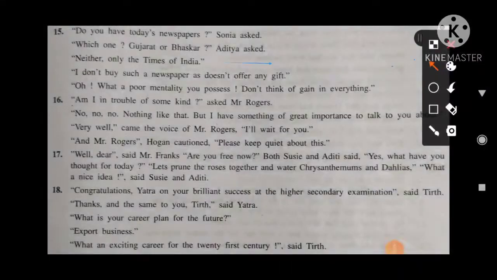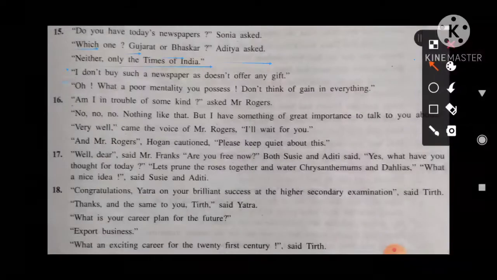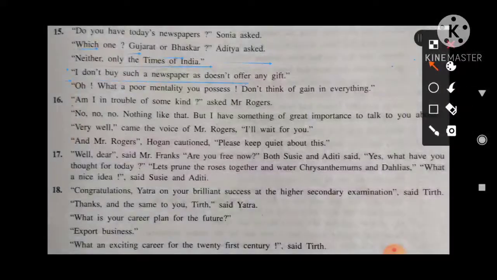Aditya asked which one, she wanted. यहाँ पे मैंने she wanted ऐड किया हुआ है क्योंकि जो सेंटेंस का मीनिंग है कुछ ऐसा ही आ रहा है. And asked again Gujarat or Bhaskar. Sonia replied that neither, only she wanted the Times of India. Aditya replied that he did not buy such a newspaper as did not, यानी कि didn't, offer any gift.